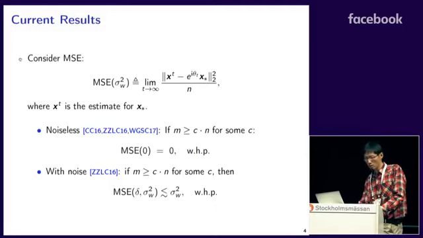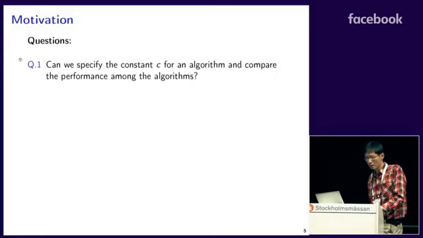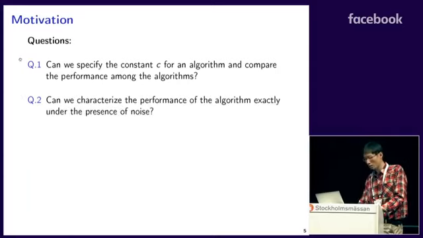So I want to ask the question: can we specify the constant C for an algorithm so that we can compare the performance among different algorithms? And also, can we characterize the performance of the algorithm exactly in the presence of noise? And since the algorithms I have listed are all iterative algorithms that require an initialization procedure, I have to point out that for amplitude flow and Wirtinger flow, the initialization is required to be close enough to the true signal x star.